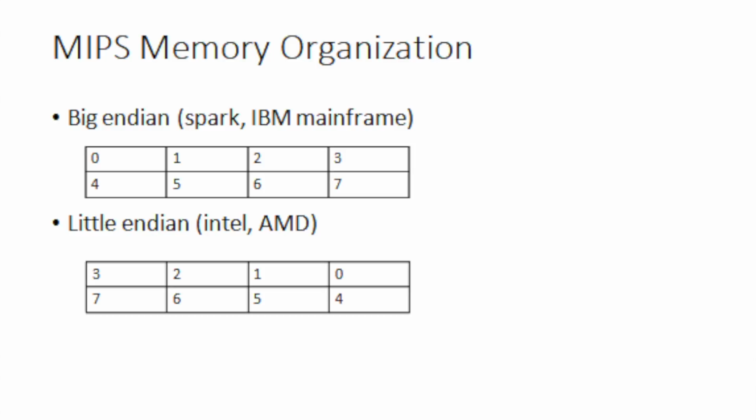And little endian is generally used in Intel and AMD processors. They store the least significant byte in the smallest address, and it would look like how it is shown in the table below.